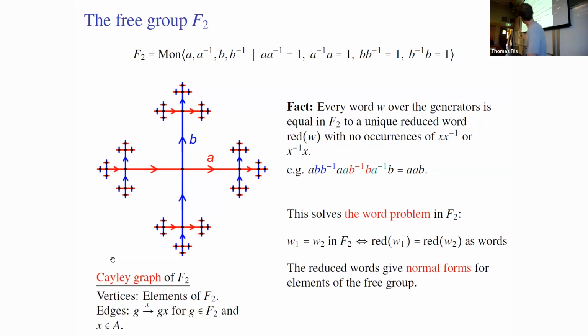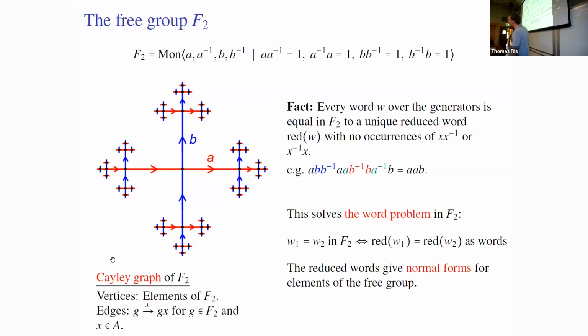You can solve the word problem there in the free group of rank 2. And because it's going to come up later, you can draw a nice picture of the free group called the Cayley graph. You can do this for any finitely generated group, where the vertices in this picture are the elements of the free group, and the edges correspond to multiplication by a generator. So this is the identity element in the middle. This is A, this is AB, this is ABA, and so on.